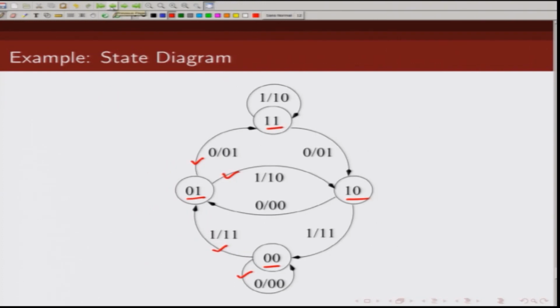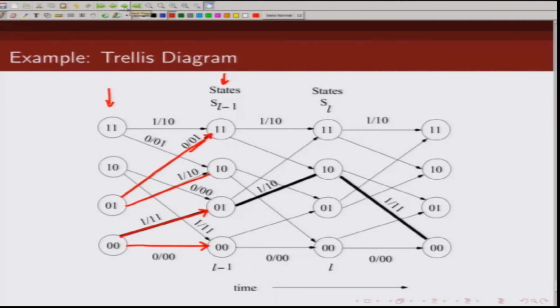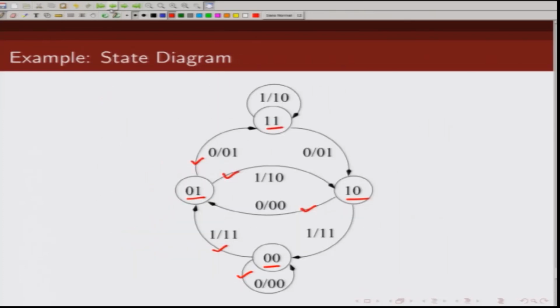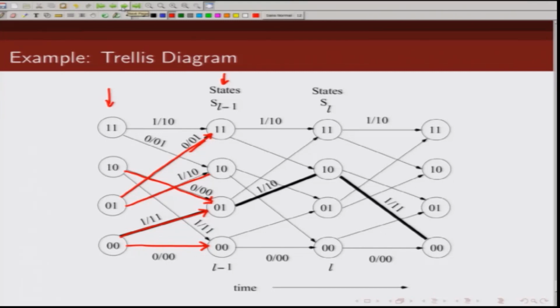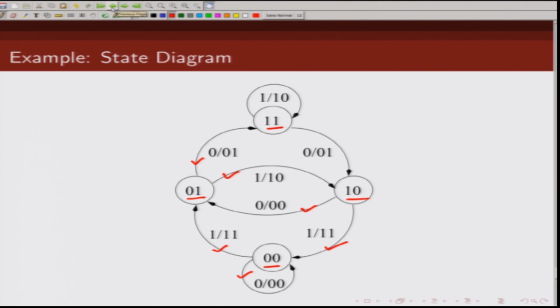We repeat the same for other states. So, let us say you are in state 1 0. When you get a 0, the output is 0 0 and you move to state 0 1. That is this transition. And when you get a 1, the next state is 0 0 and the output is 1 0. So, this we have all enumerated.